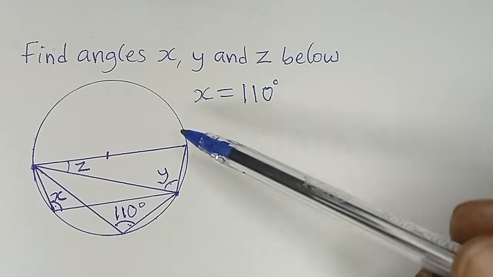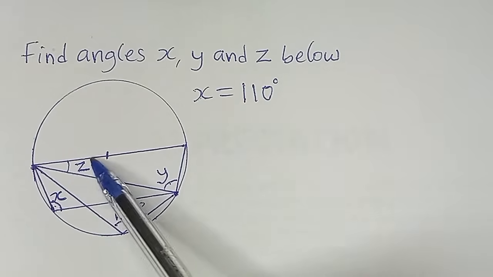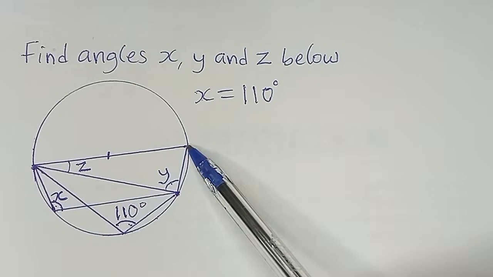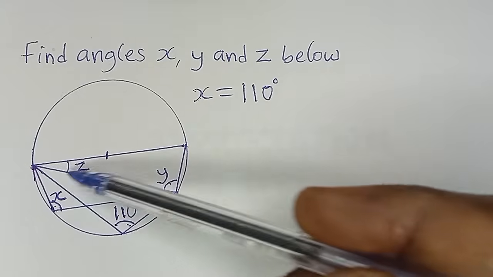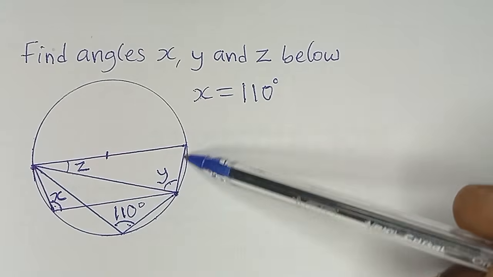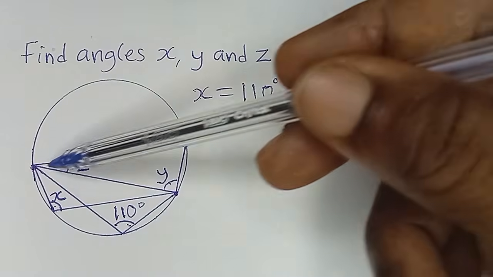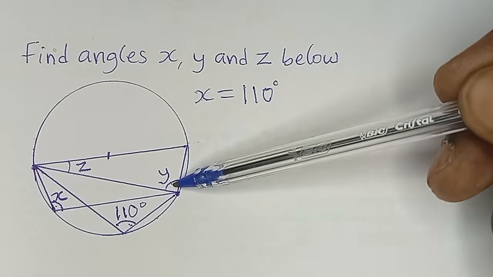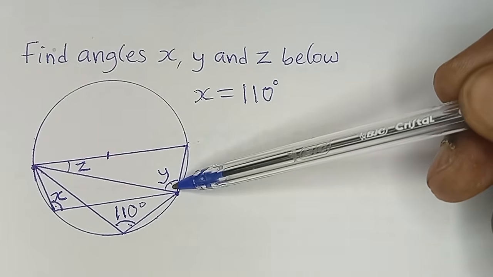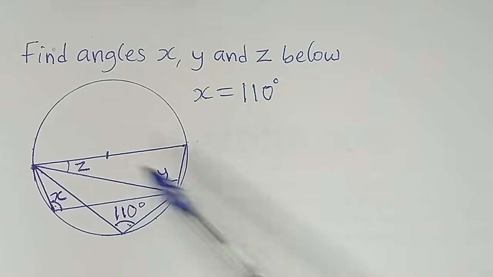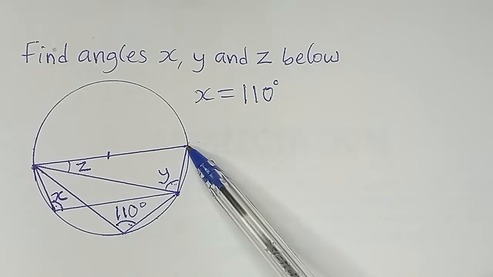For angle Y, we don't even need to calculate anything. Look at this line passing through the center of the circle. This is a diameter passing through the center. Once that diameter line forms a triangle, look at the triangle very well. The opposite angle to that diameter in the triangle, which is angle Y, is a right angle, which means it is 90 degrees. The theorem says that angle in a semicircle is a right angle. This diameter makes the circle a semicircle, half of a circle.